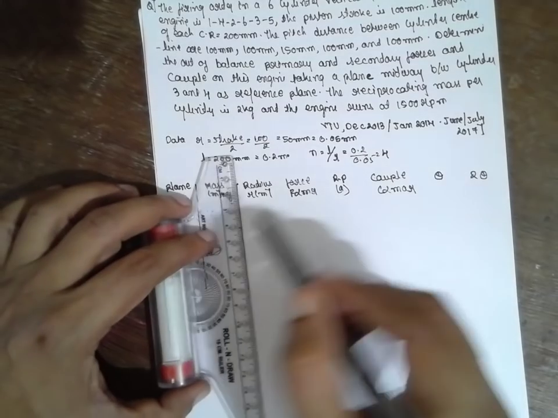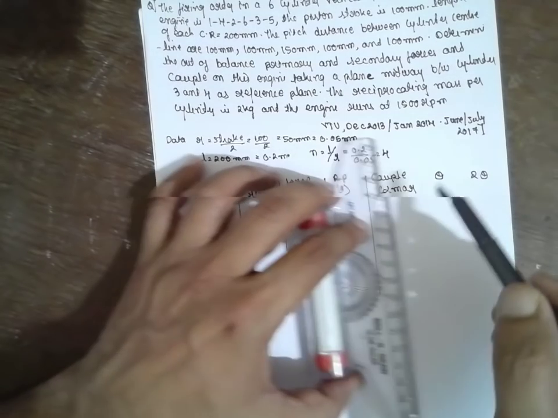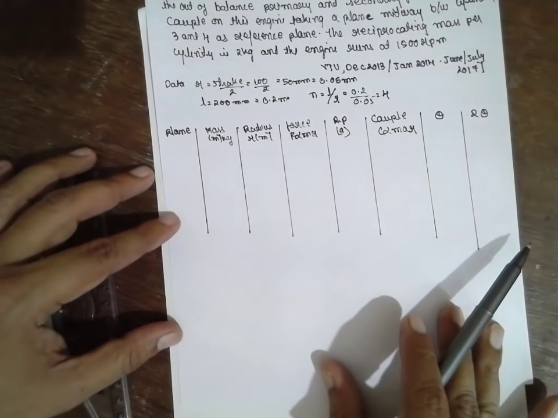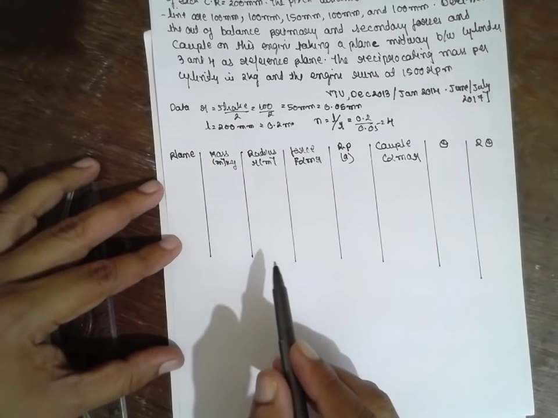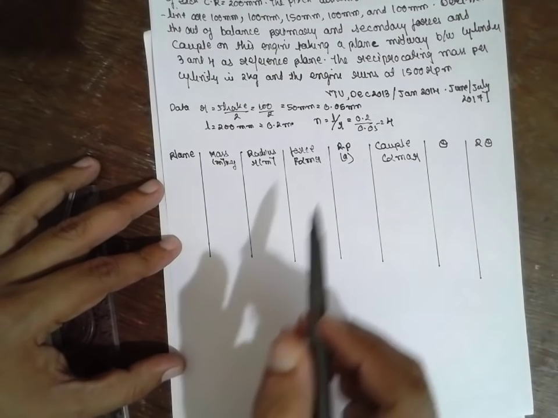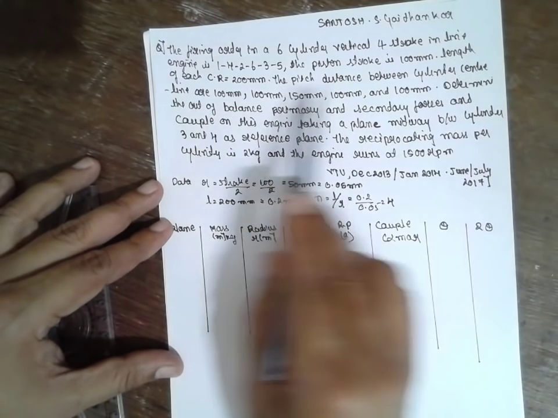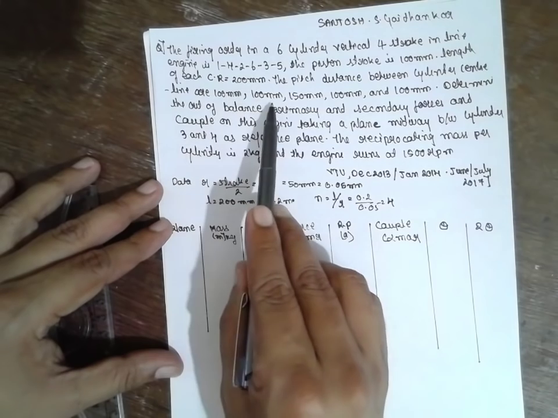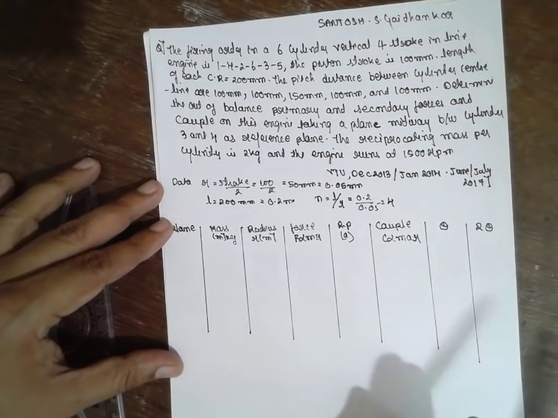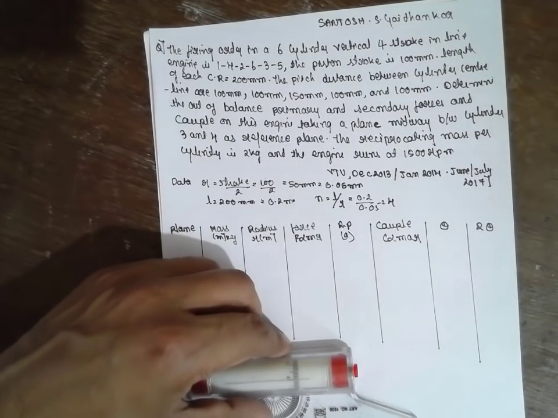It is one of the important parts. Before drawing this, the data has to be drawn on the sheet. Whatever data they have given, you have to draw. That means the sequence they have given, and the pitch distances between cylinder centers: 100 mm, 100 mm, 150, 100, 100. They are given in this way.